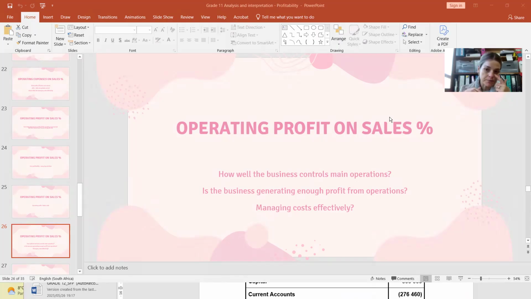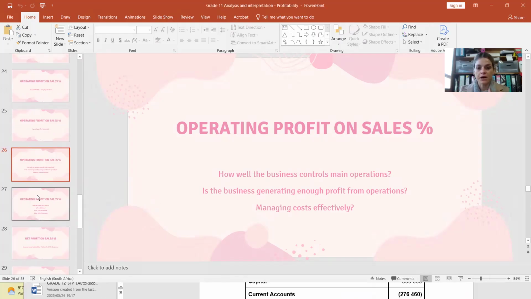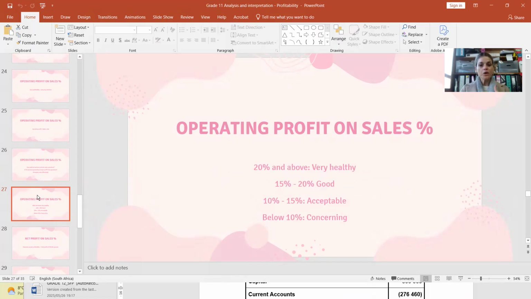Okay, so operating profit on sales. How well am I managing my expenses? Am I making profits just looking at the main operations of this business? And then am I generating enough profits for the partners? We want the operating profit on sales to be above 20% because that means that we're making good profits.